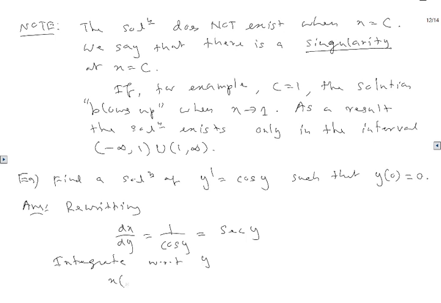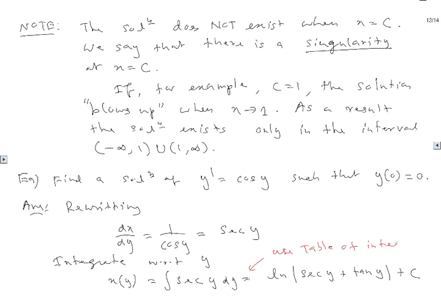If you do that, what are you going to get? This side you're going to get x, which is a function of y. This is the integral of secant y in this case. So what's the integral of secant? It is in the table of integrals. So from the table of integrals, this simply becomes natural log of secant y plus tan y plus c. Okay, it's coming from the table. Use table of integrals.